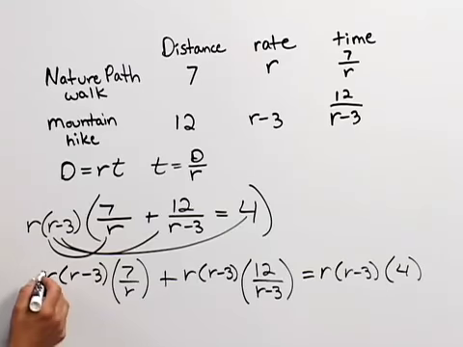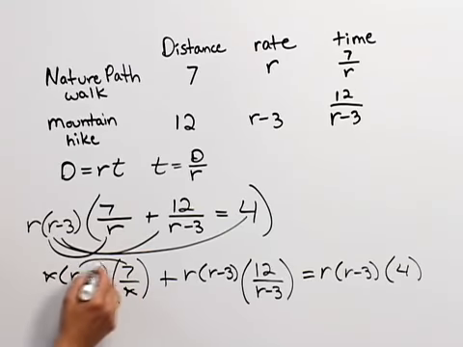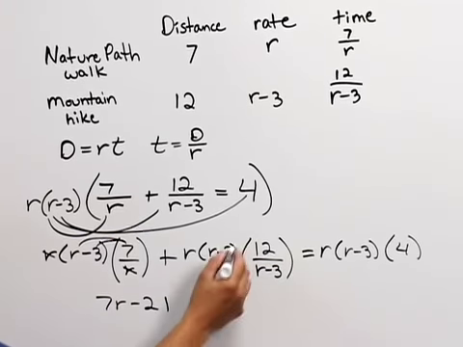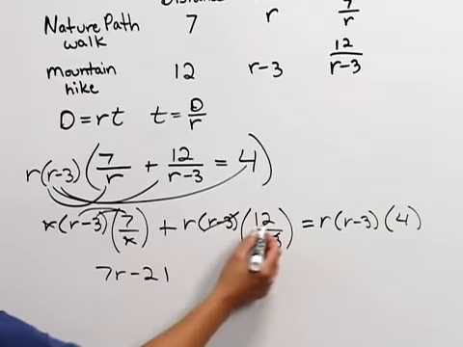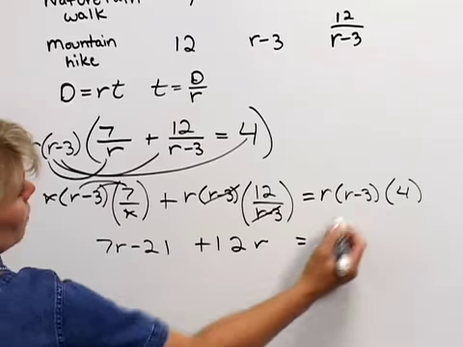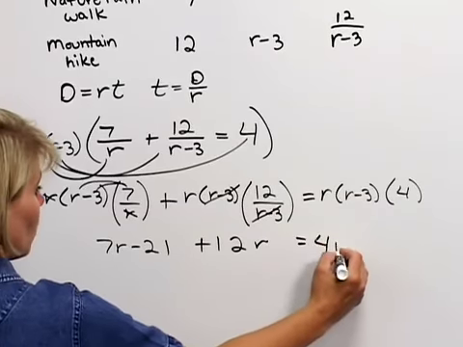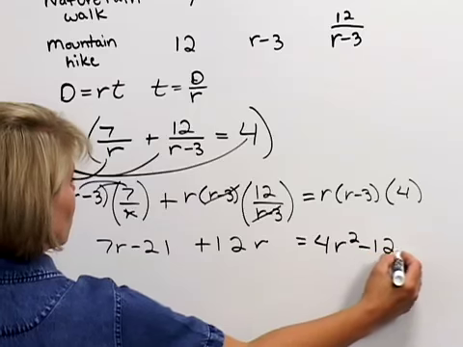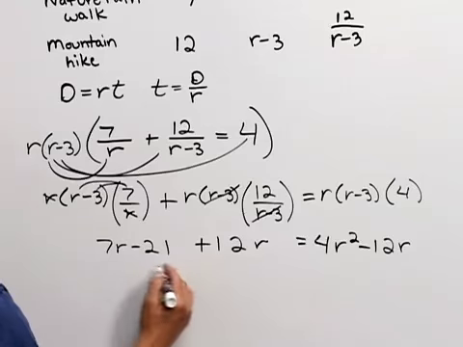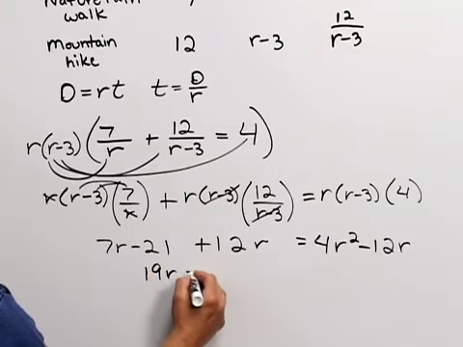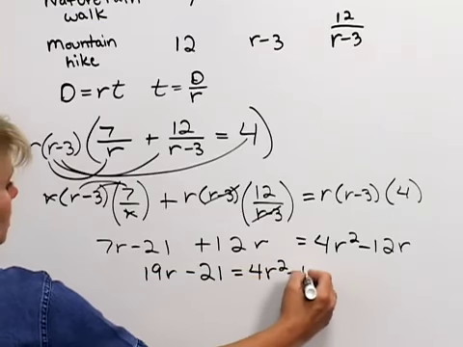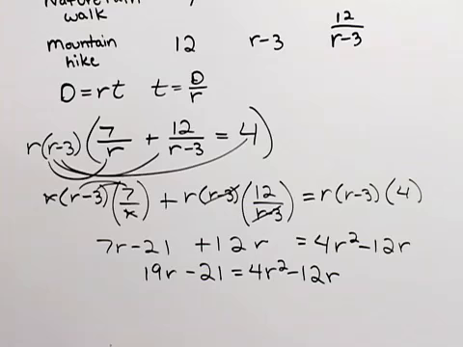If we go back and cancel, these r's will cancel, and when you distribute your 7, you get 7r minus 21. Here, the r minus 3's cancel, and r times 12 is 12r. And that's going to equal over here, when we multiply, we'll get 4r squared minus 12r. We now need to simplify. 7r and 12r is going to be 19r. We've got our minus 21 equaling our 4r squared minus 12r also.